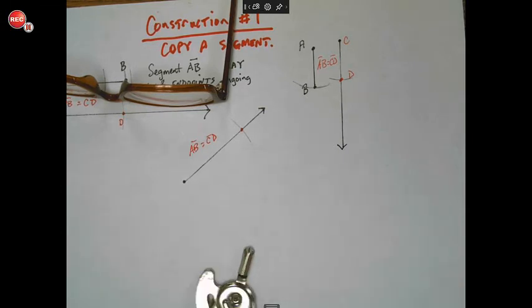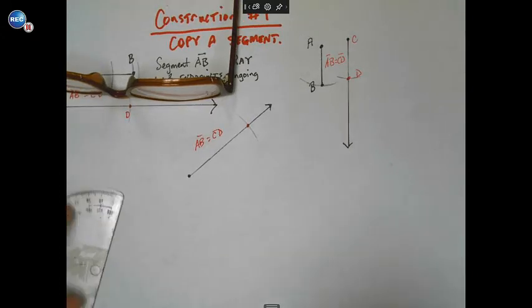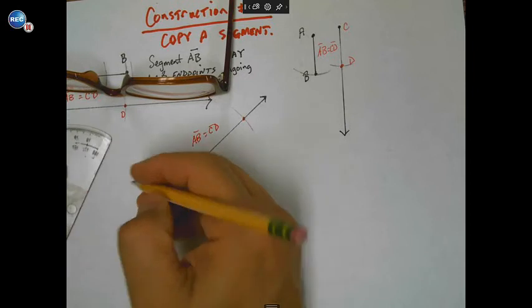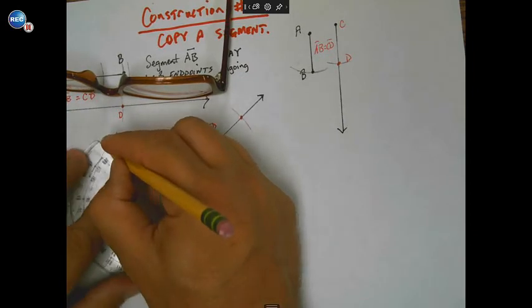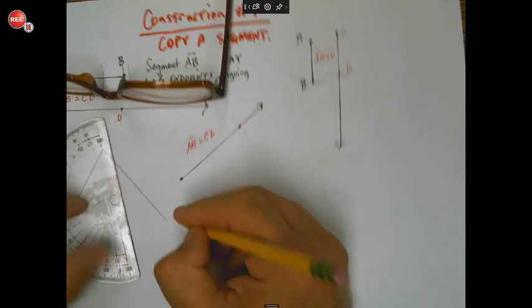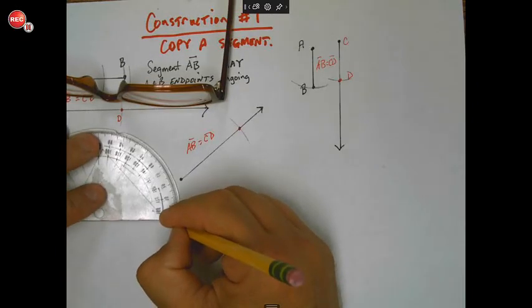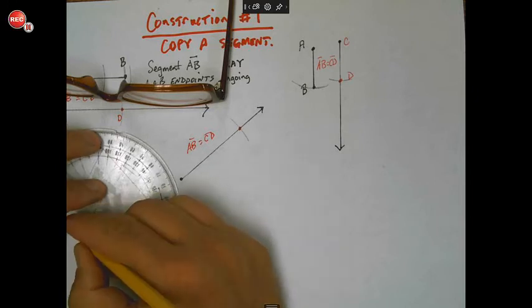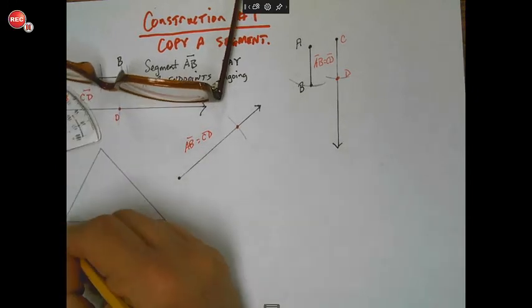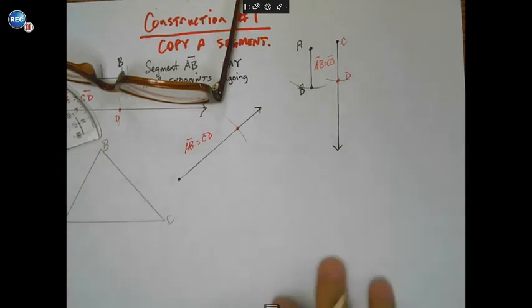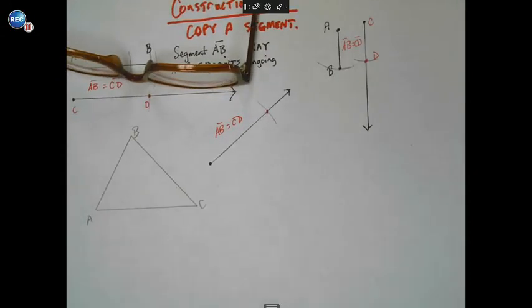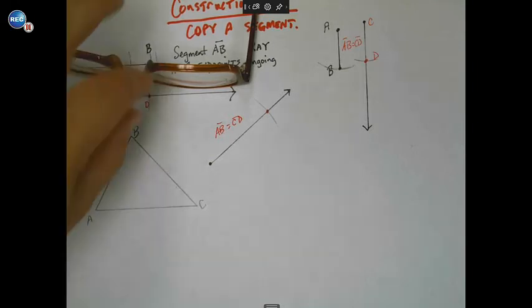Go ahead and use your straight edge and create a random triangle. It can be an isosceles triangle, it can be an obtuse triangle, it can be a scalene triangle, it can be a right triangle, I don't care. But I got a random triangle A, B, C.